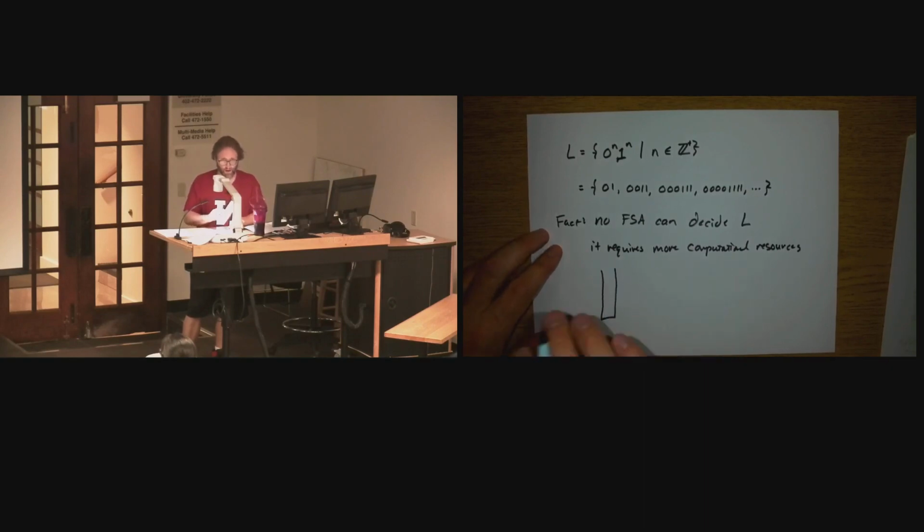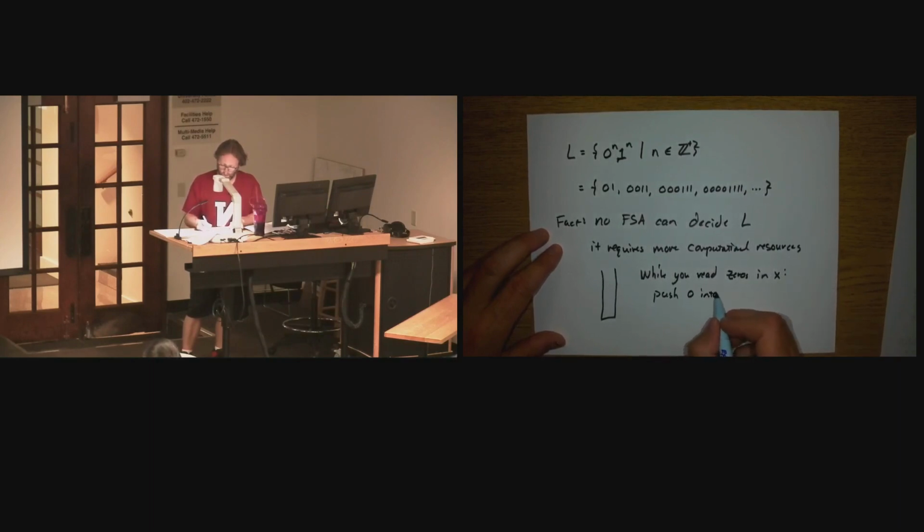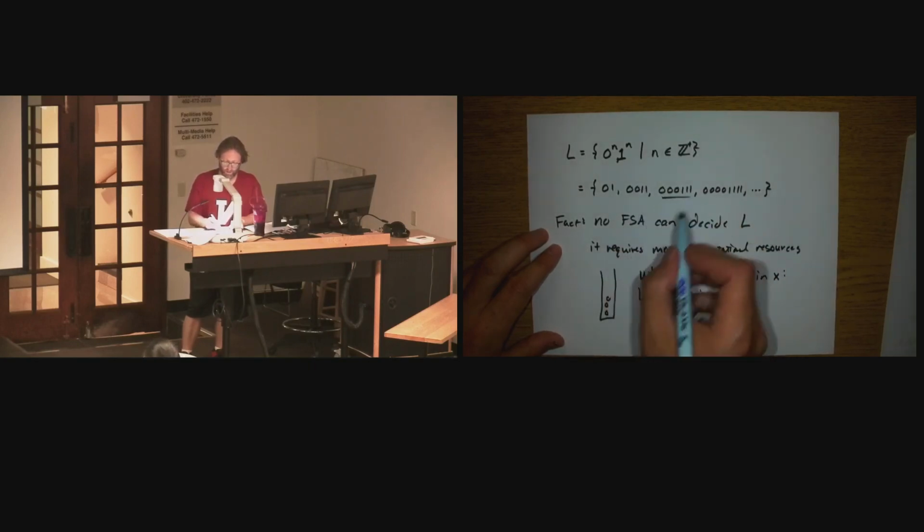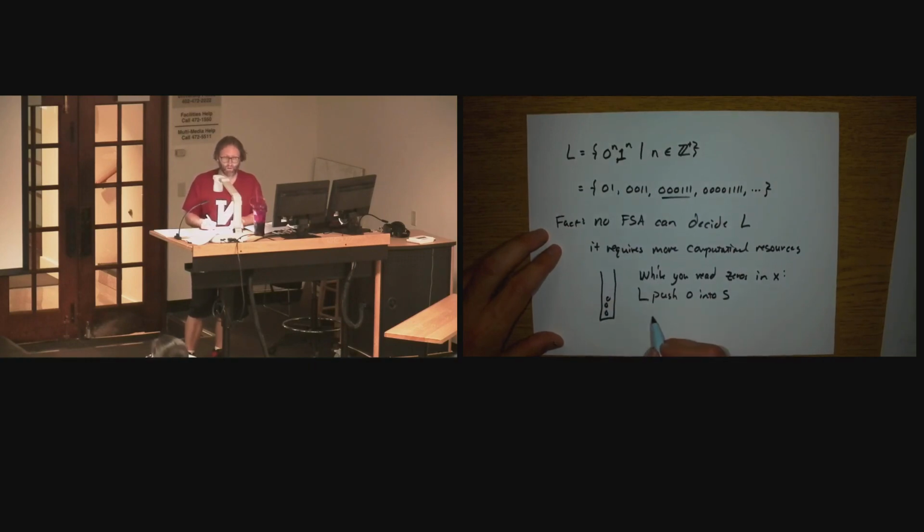Here's my algorithm at a high level. While you read zeros in X, push a 0 into S. So as long as you see a 0, go ahead and push all those zeros. Let's take this string right here, 0, 0, 0. Once you're done with this loop, while you see ones, pop a 0 from S. Now, do you accept or reject?